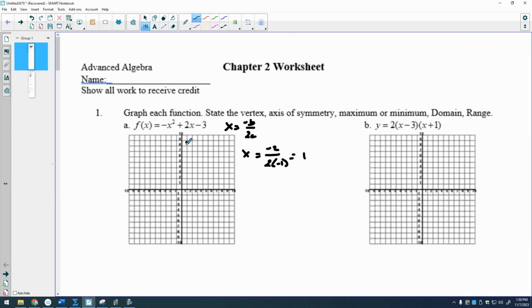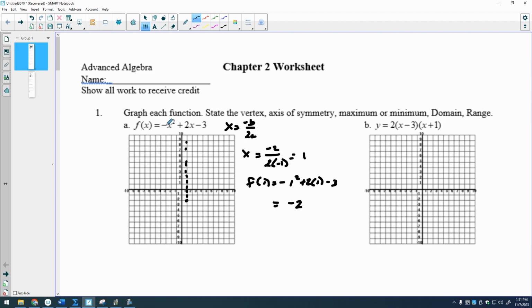So my axis of symmetry is right down here along the x equals 1 line, and my vertex is somewhere on that line. How do I find a y value when I know an x value? I plug it in. So f of 1 equals negative 1 squared plus 2 times 1 minus 3. Working all that out, I get negative 1 plus 2, which is 1, minus 3, which is negative 2. My vertex is over here at 1 and negative 2.